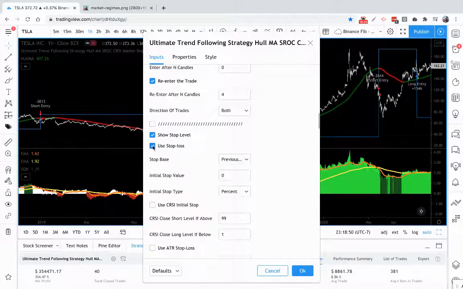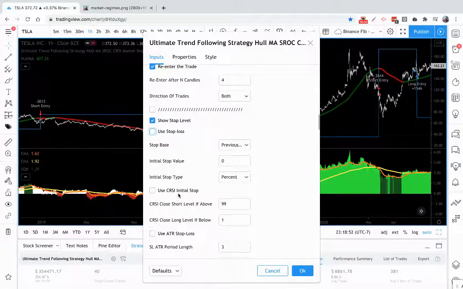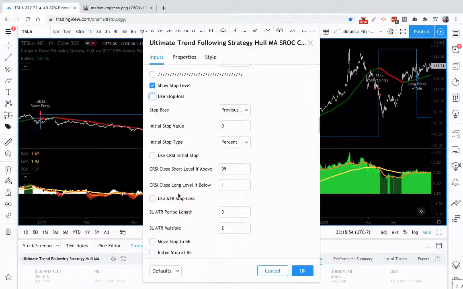You can also use Connor's RSI as a stop loss. If you want to look at information about that, you can look at YouTube videos or go to Investopedia to read about Connor's RSI, but it's a really nice adaptive stop loss system, and you can actually use it at the same time as your fixed percent stop loss, and whatever trigger happens first, you'll get stopped out on.